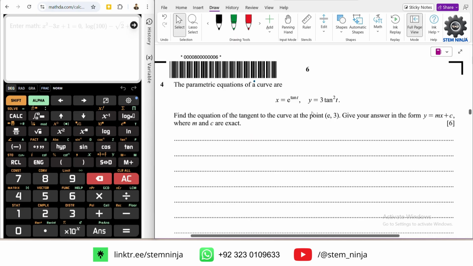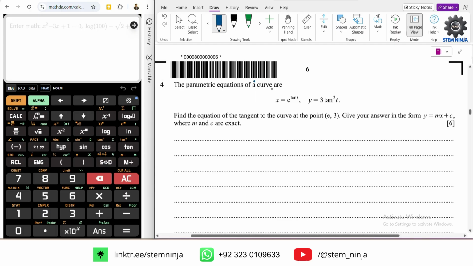The parametric equations of a curve are x is equal to e raised to power tan t, y is equal to 3 tan squared t. Find the equation of the tangent to the curve at point (e, 3). Give your answers in the form y is equal to mx plus c, where m and c are exact.